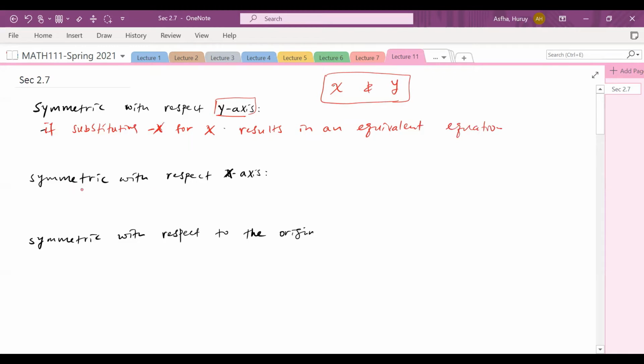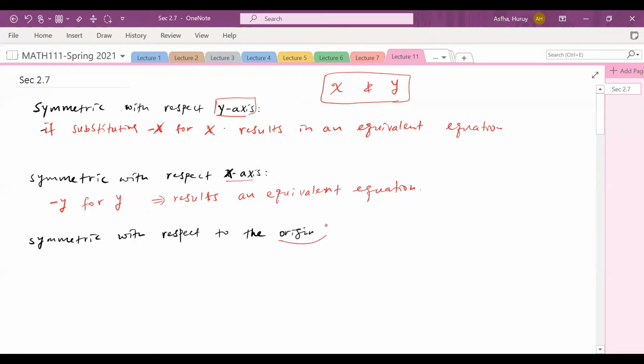Okay, and then consider again the same equation of x and y. The graph of this equation is symmetric with respect to the x-axis if, when we substitute negative y for y, it results in the same equation. Okay, if the result is the same equation, then we say the graph is symmetric with respect to the x-axis.